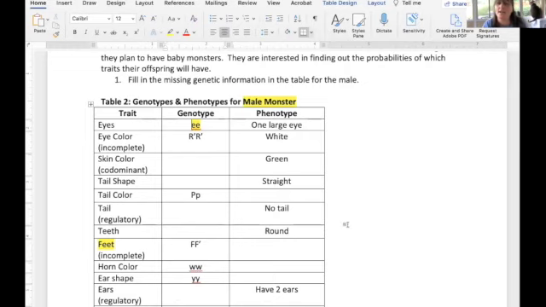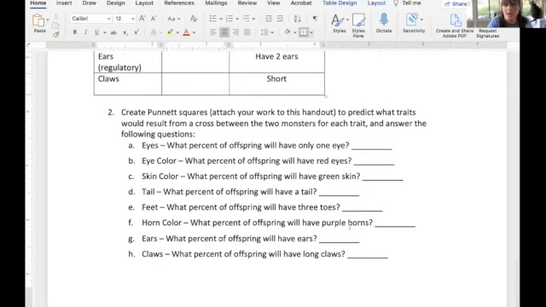I really wish I could do both at the same time. There we go. You come back here and you have the square that you just drew to prove to me you figured it out. And then what percentage of offspring will have only one eye? That would be 50%. You do this for all of those. You figure out the Punnett square.